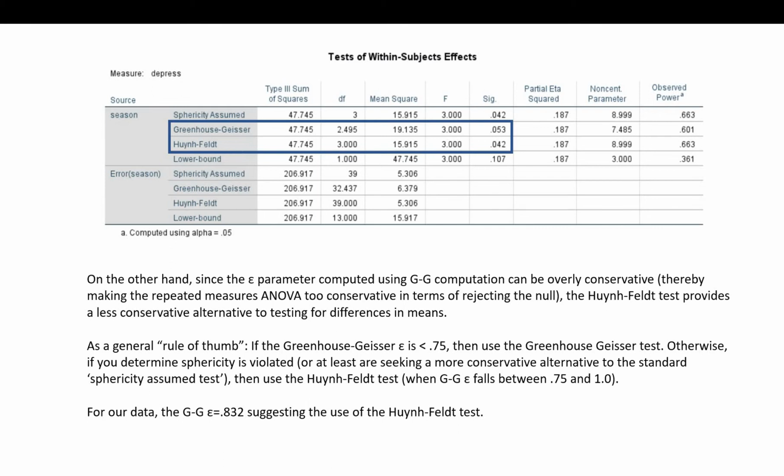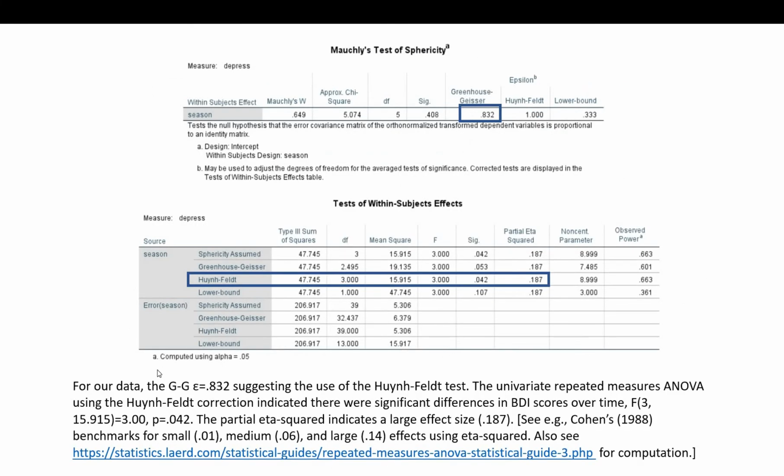So as a general rule of thumb, if the Greenhouse-Geisser epsilon parameter is less than 0.75, then you can use the Greenhouse-Geisser test. Otherwise, if you determine that sphericity is violated, or at least you are seeking a more conservative alternative to the standard sphericity assumed test, but a more liberal alternative to the Greenhouse-Geisser, then you can use the Huynh-Feldt test, particularly when the Greenhouse-Geisser epsilon parameter falls between 0.75 and 1. So for our data, the Greenhouse-Geisser epsilon parameter was 0.832, so we're going to stick with the Huynh-Feldt test. And as you can see, using that particular correction, we find statistical significance.